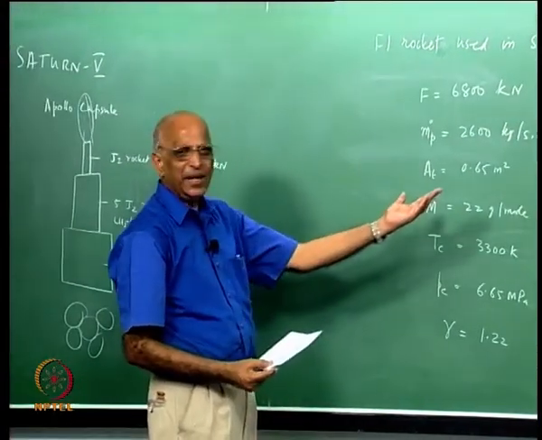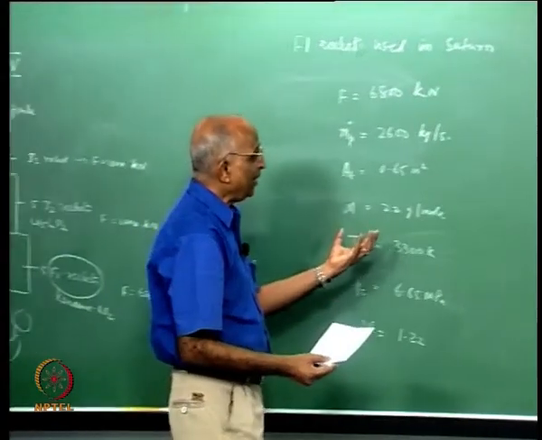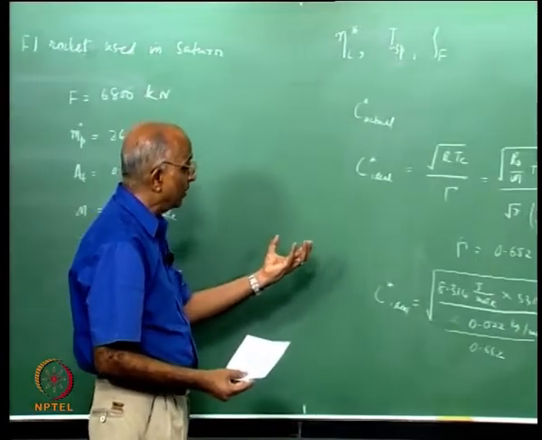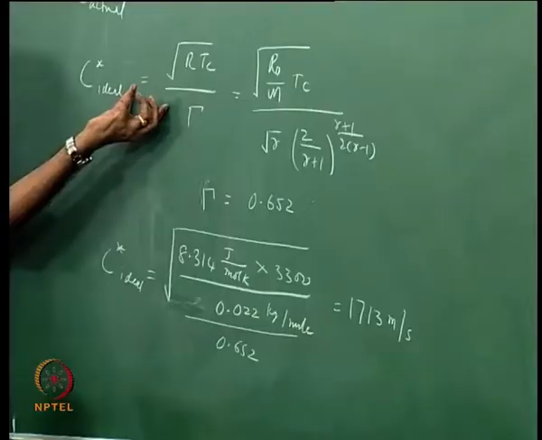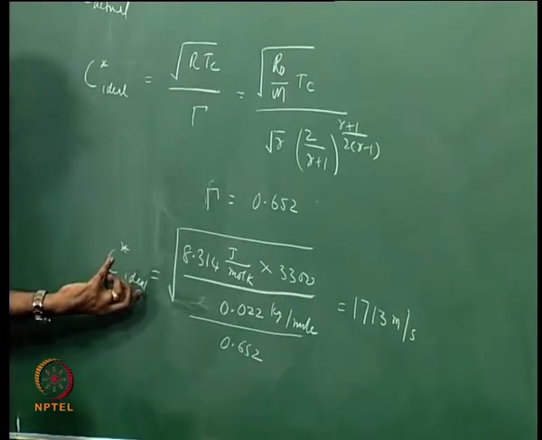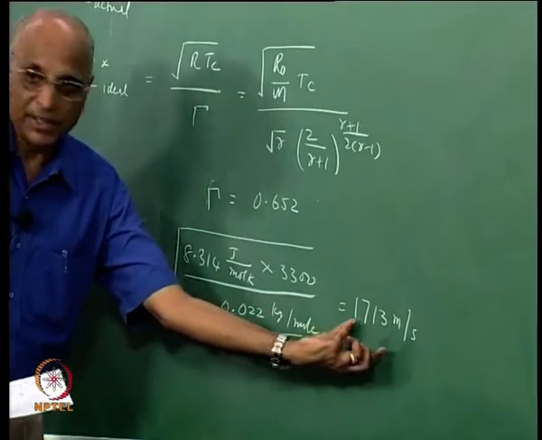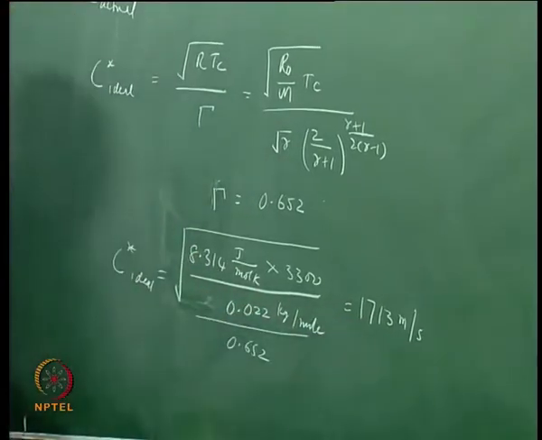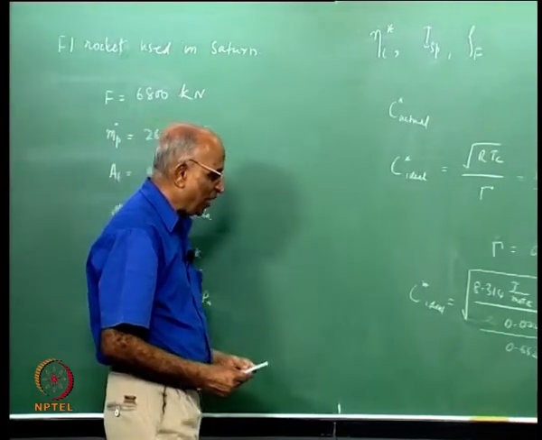This is how we calculate the ideal C star. That means the capacity, let us repeat this to ourselves, the capacity of kerosene and liquid oxygen to generate chamber pressure is given by C star ideal, and this capacity is 1713 meters per second. Now I want to get the value of C star; I have to calculate the actual value. How would I do it?